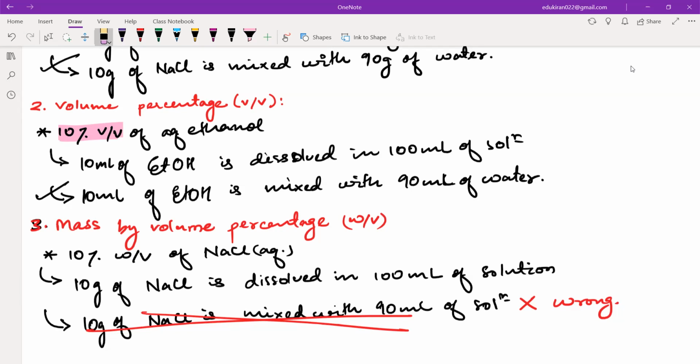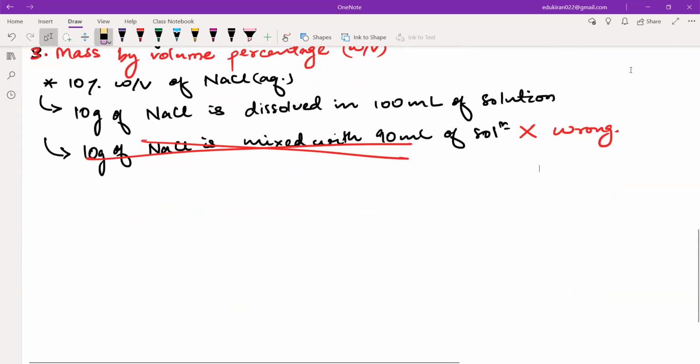So mass by volume percentage will mean only one thing: that 10 gram of NaCl, 10 gram of the solute, is dissolved in 100 ml of the solution. Is this clear? Yes or no, please tell me. Yes. Okay, next.